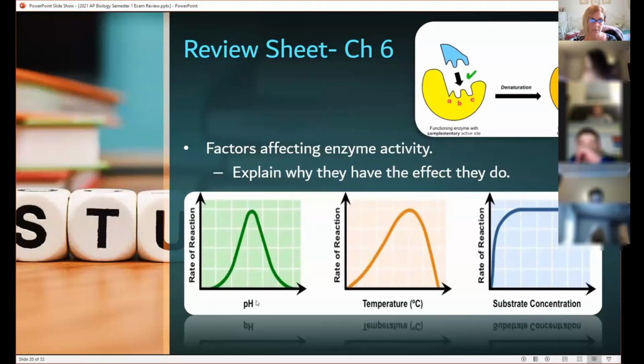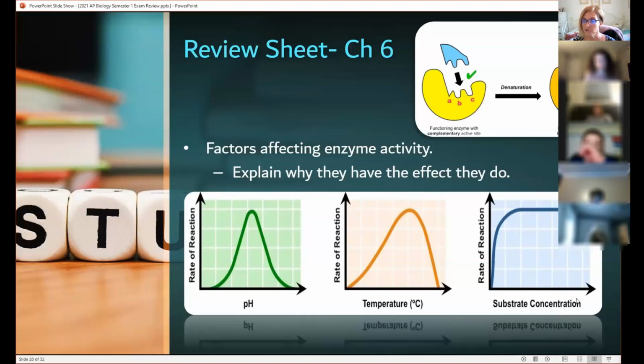So in the pH, we know this all has to do with hydrogen bonds and shapes. With temperature, this first portion doesn't have to do with the shape at all. This first portion has to do with kinetic energy. Molecules are moving more quickly, and therefore they are more likely to collide, bond, and have reactions. Above a certain temperature, that's when you talk about denaturation.